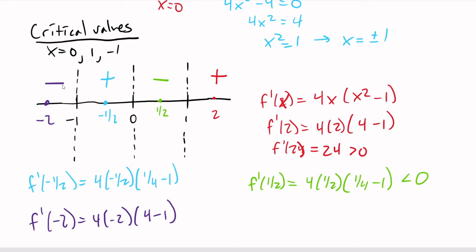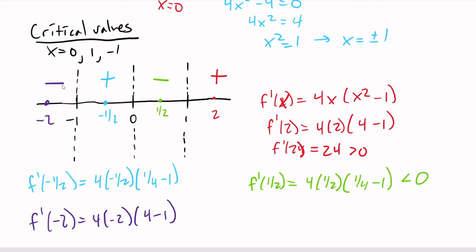That's it. So from negative 1, not including, all the way to the left, all the way to negative infinity, I'm decreasing. Between negative 1 and 0, my function's going up. Between 0 and 1, the function's going down. After 1, I'm going up.